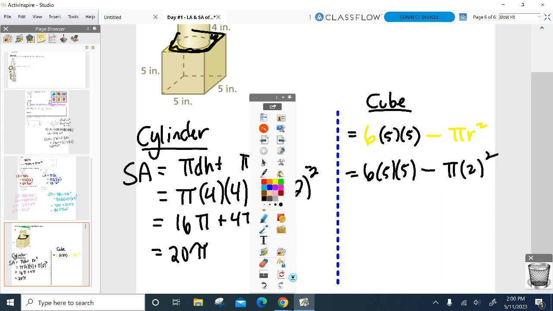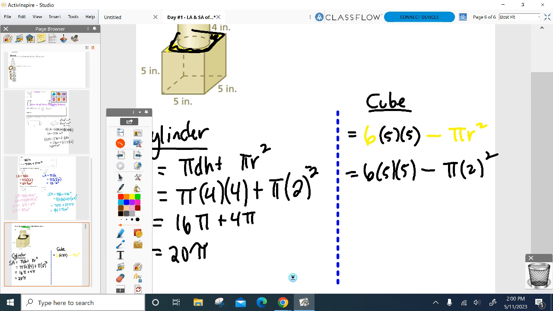And my last question before I call on somebody for the final answer: how do you find the total surface area now? What do I need to do to the cube and the cylinder? I want to find total surface area. What do I need to do to 20 pi and whatever this comes out to be? Add them up. Okay, I'm going to add these up.